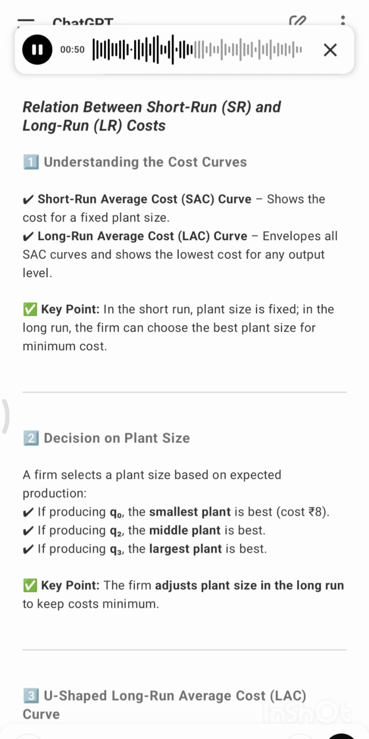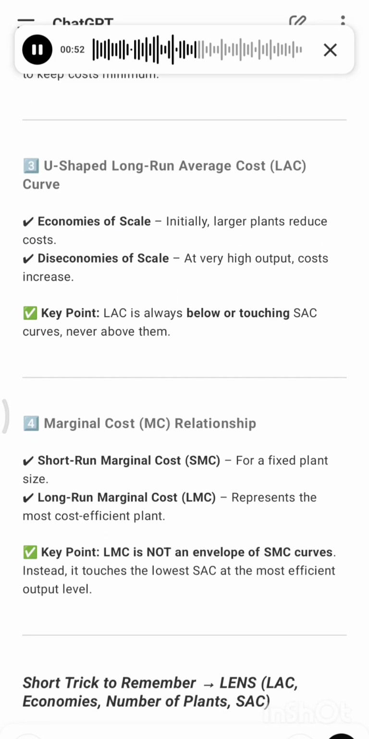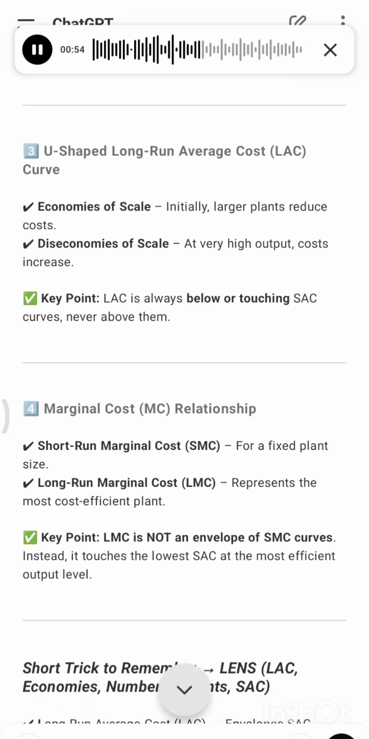3. U-shaped long-run average cost (LAC) curve. Economies of scale: initially, larger plants reduce costs. Diseconomies of scale: at very high output, costs increase. Key point: LAC is always below or touching SAC curves, never above them.